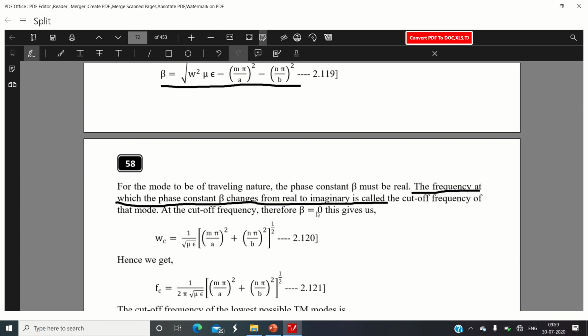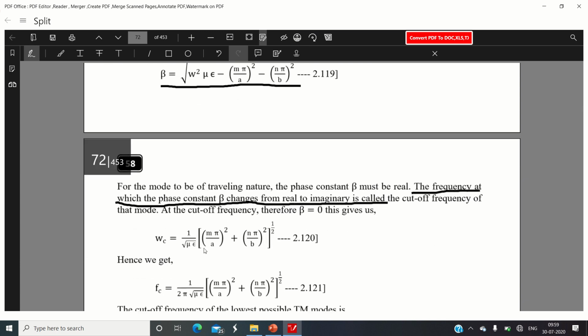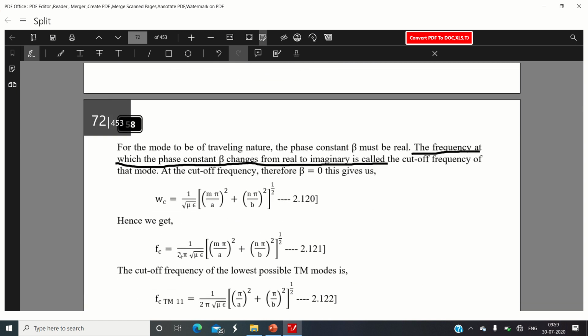Okay, so what we do is, we will put in equation 2.119 beta is equal to 0, and we will calculate the cutoff frequency. This cutoff frequency is the radian frequency, and you can express that as a linear frequency, omega is equal to 2 pi fc, right? So you can write the cutoff frequency in terms of a linear value, fc is equal to.